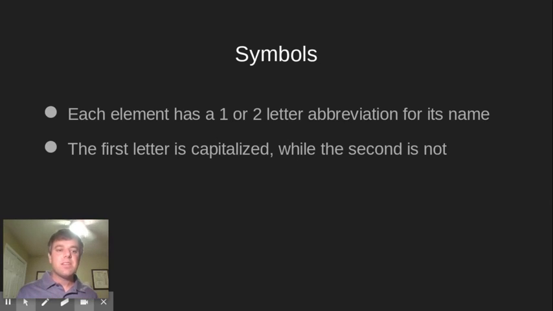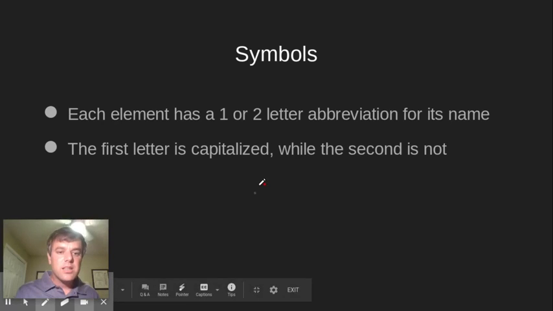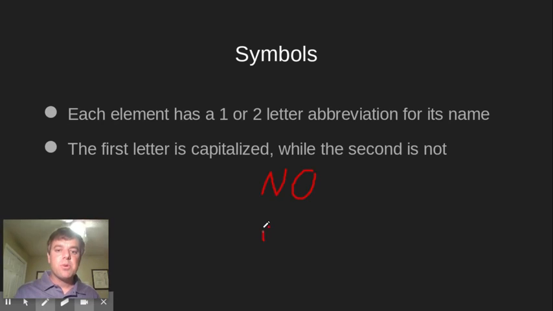For instance, if you write a capital N, capital O, as opposed to capital N, lowercase o, that means 2 completely different things. This would be nitrogen monoxide, which is a poisonous gas. This would be nobelium, which is a radioactive metal. So 2 very different things. The capitalization in writing these elements is very important.